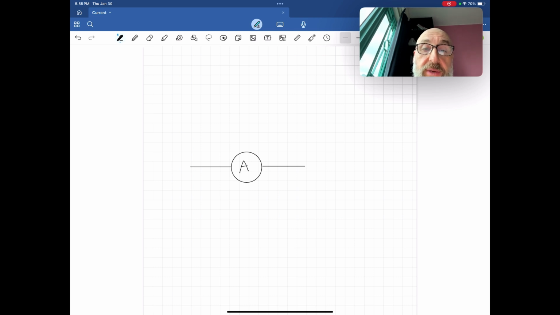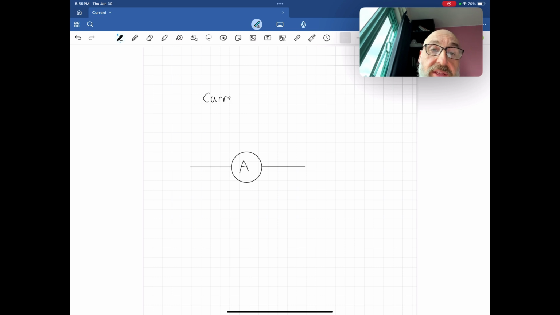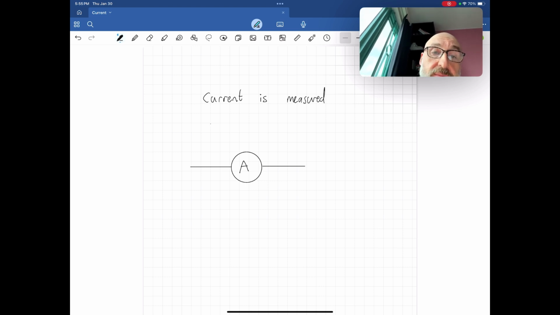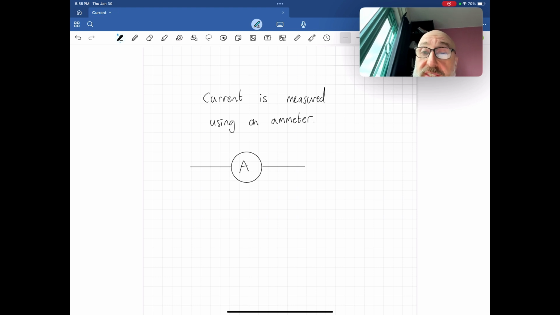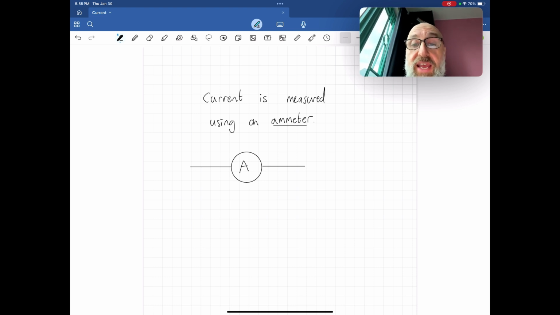So how do we measure current? Well, very simply, we measure current using an ammeter. So you can see an ammeter there in the diagram. It's literally just a circle with an A in it and the wires coming out of it. So we can write here, current is measured using an ammeter. Now watch the spelling of this, because a few students call it amp meter. Understandably, because obviously it does measure the units amps, but its name is an ammeter. And you just place that anywhere in the circuit and it will tell you how many coulombs every second are flowing.